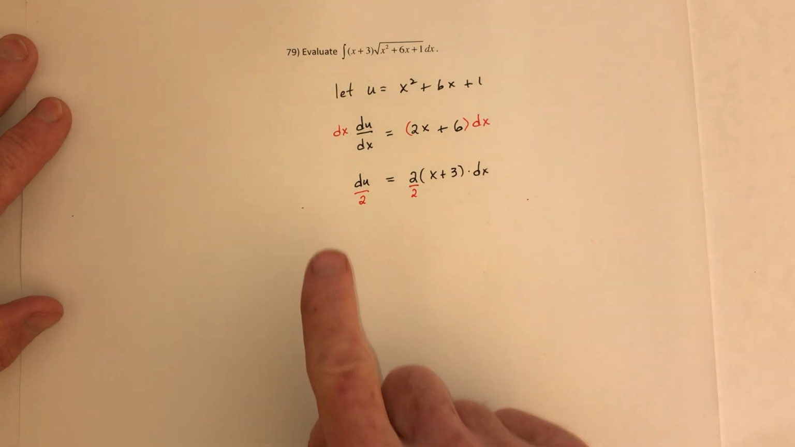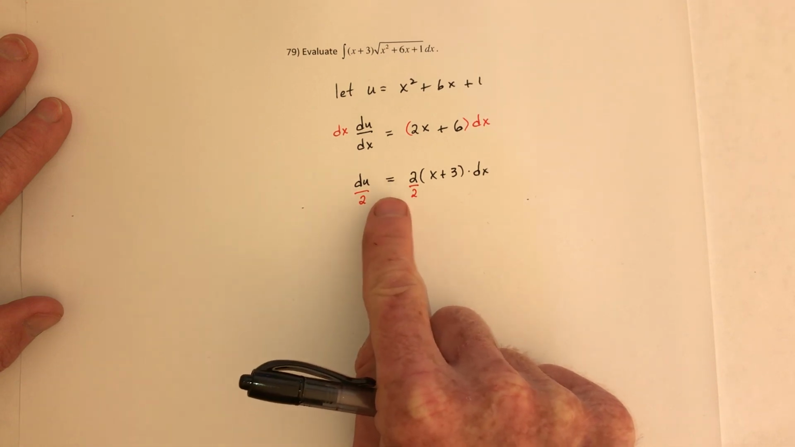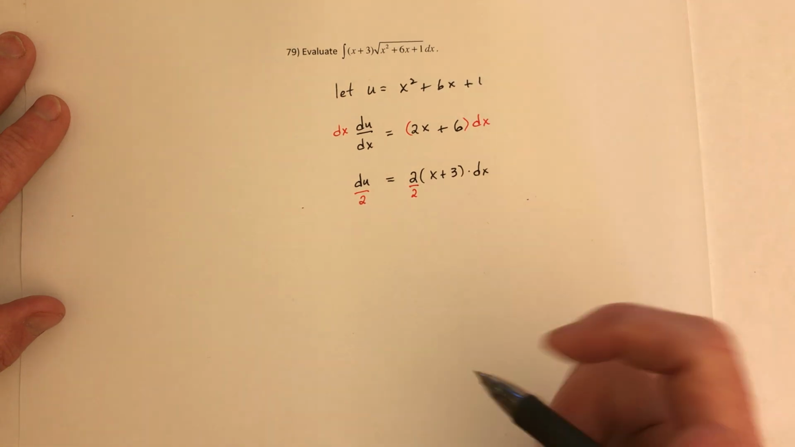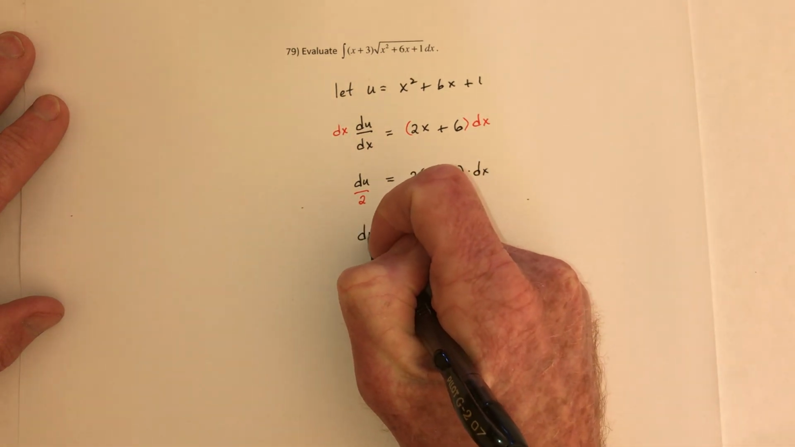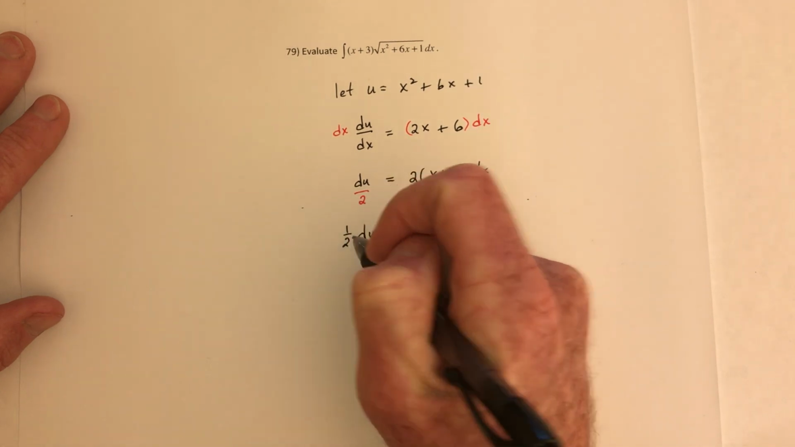When you do U substitution and you get to this step, you can only multiply by a constant or divide by a constant. No other algebra is allowed. So you can't add, subtract, take square root, only multiply by a constant or divide by a constant. And then I prefer to rewrite this as 1/2 du.